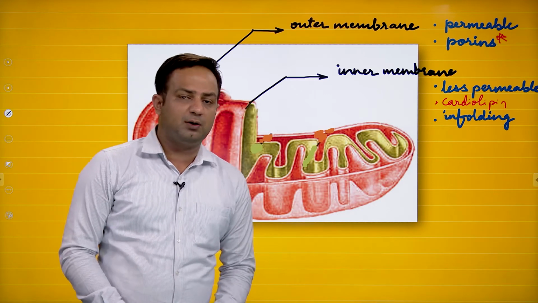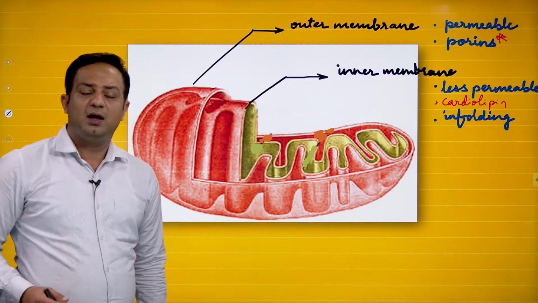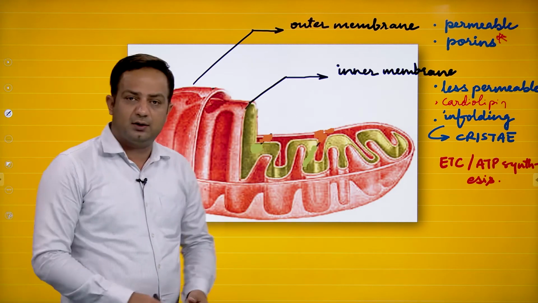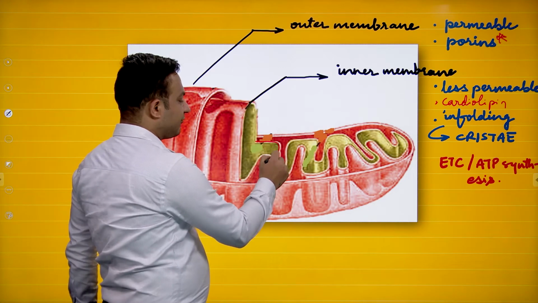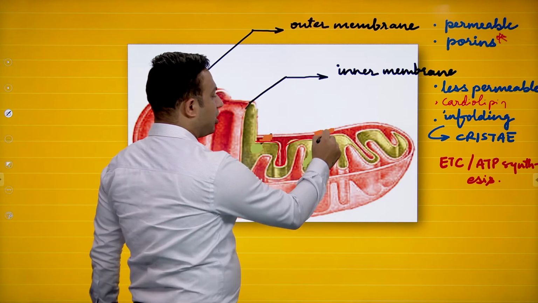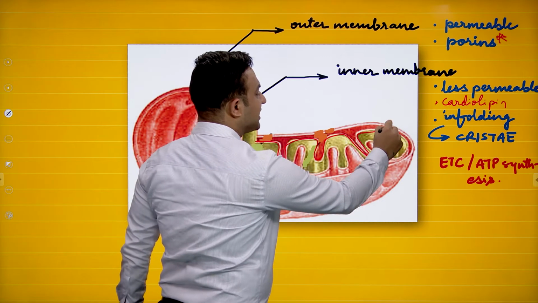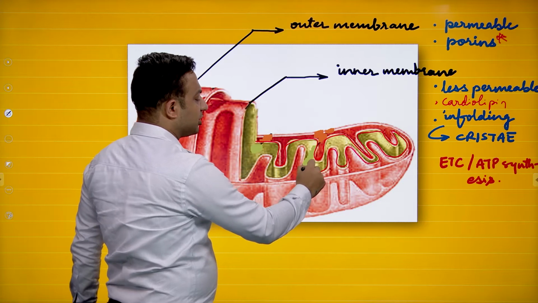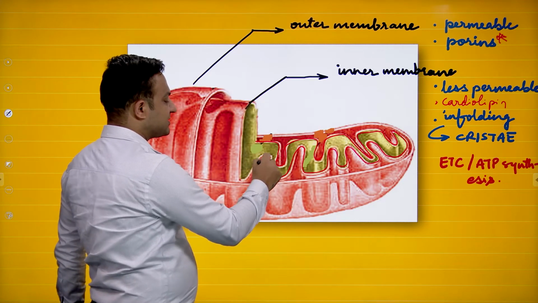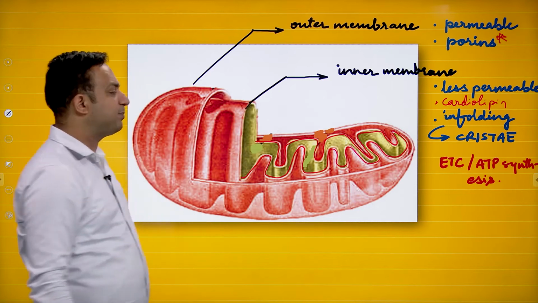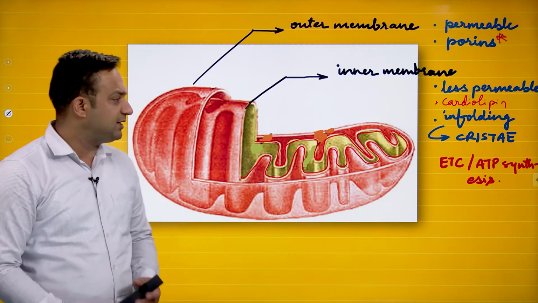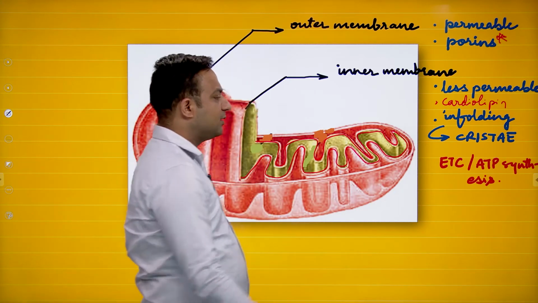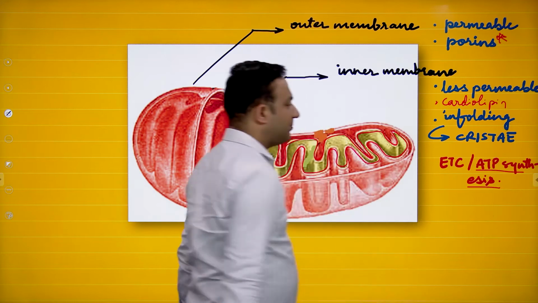Because of cardiolipin, the inner membrane is less permeable and it has certain infoldings. You can observe these finger-like projections here. These are finger-like projections, or infoldings. Now these infoldings are more prominent when the mitochondria is performing its function. What function? ATP synthesis. When mitochondria is performing ATP synthesis, at that time these infoldings or cristae are more prominent. So they perform ATP synthesis, remember this.